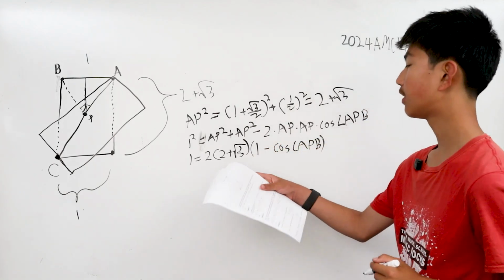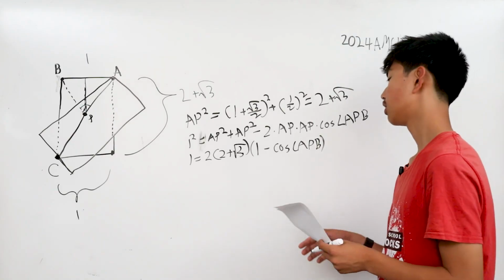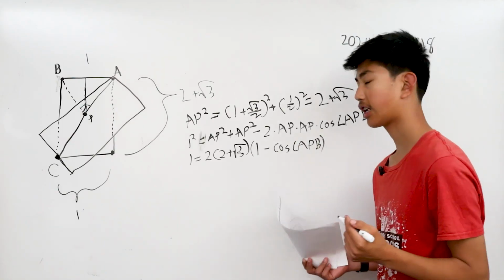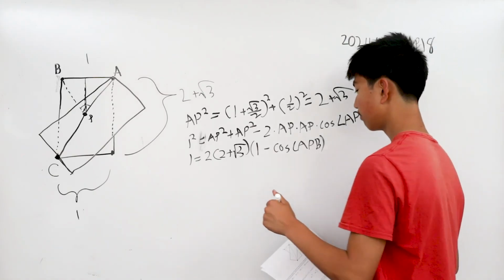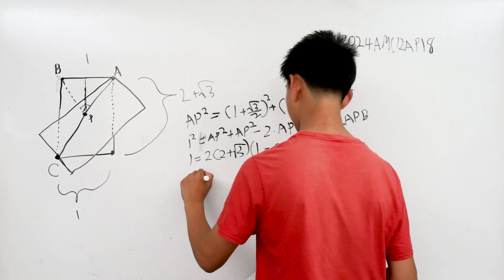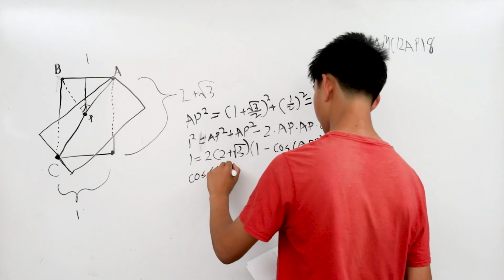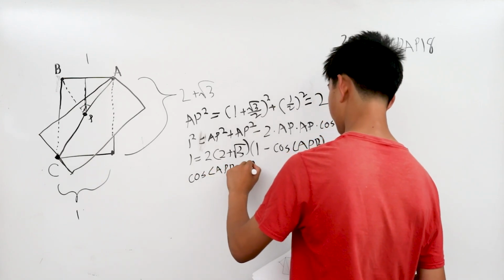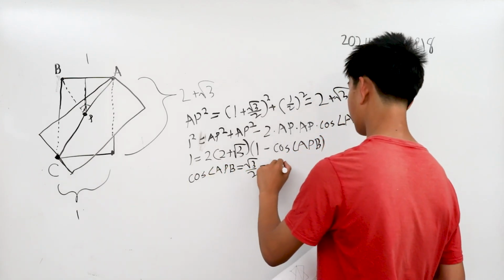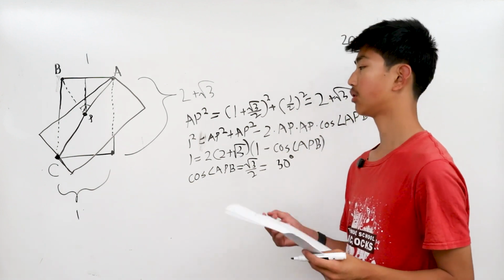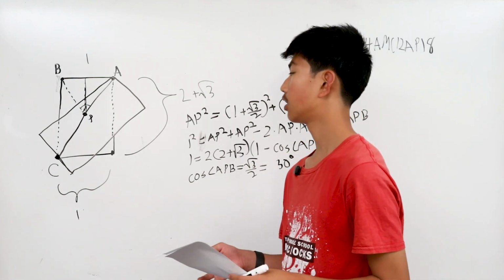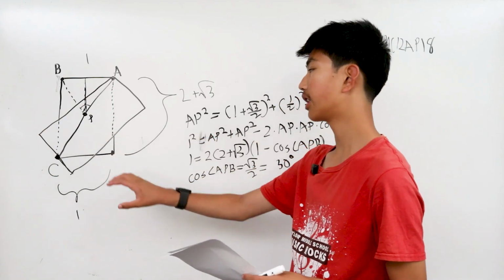When you divide everything, subtract that over, cancel out the negatives, and rationalize the denominator, you get that cosine of angle APB is equal to root 3 over 2, or 30 degrees. What this means is that every time a new card is placed, the angle changes by 30 degrees.